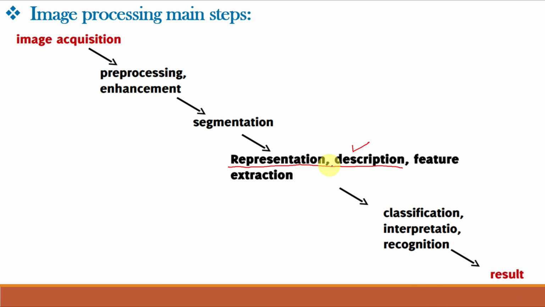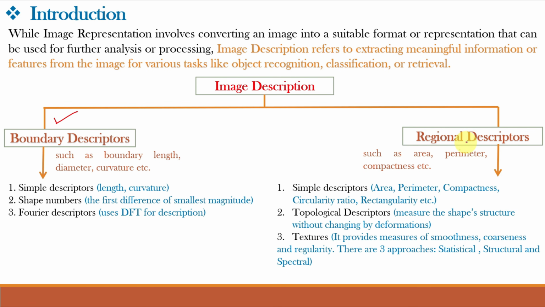We are learning image representation and description, and this is very important before feature extraction or object recognition. The regional descriptors can be broadly classified into three types: simple descriptors such as area, perimeter, compactness, etc. Topological descriptors, which measure the shape structure without changing by deformations, and textures, which provide measures of smoothness, coarseness and regularity. In textures also there are three approaches: statistical approach, structural approach and spectral approach. And regional descriptors are dealing with regions as opposed to boundary descriptors that deal with boundaries.